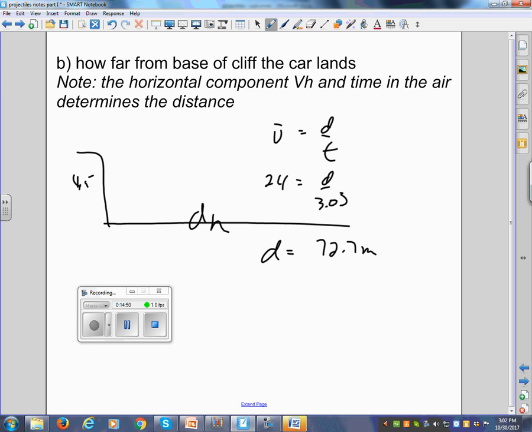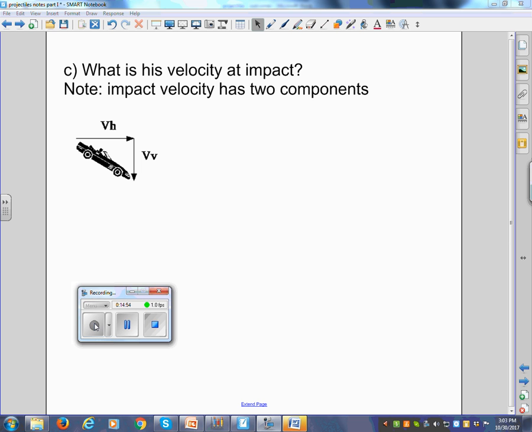Right? What is the car's velocity at impact? Now, if the car's going 24 horizontally to begin with, how fast is it going horizontally when it lands? 24. How fast is it going vertically? No, not 0 anymore. It's going down. It's not minus 9.8. That's the acceleration. You need to know the vertical speed.